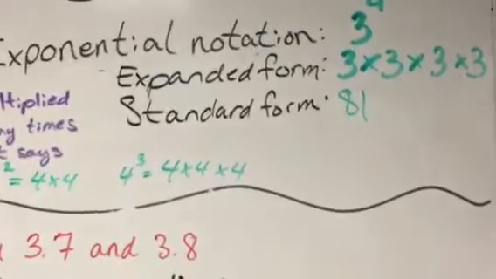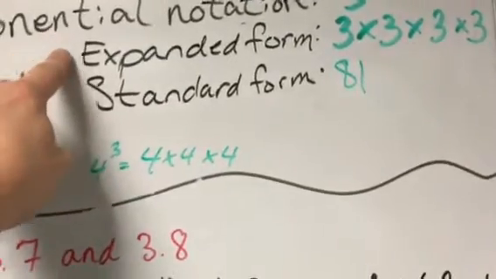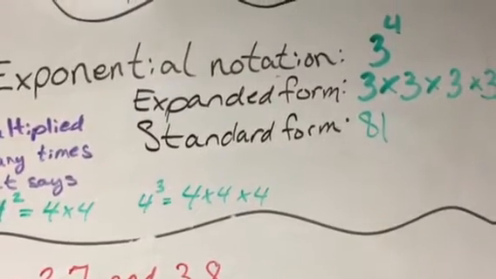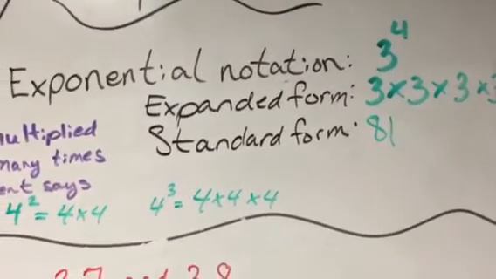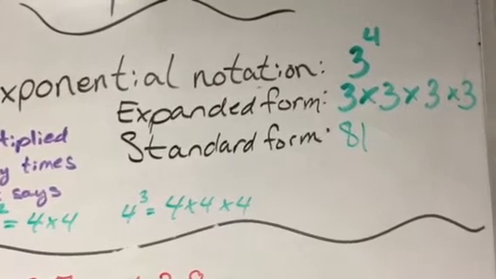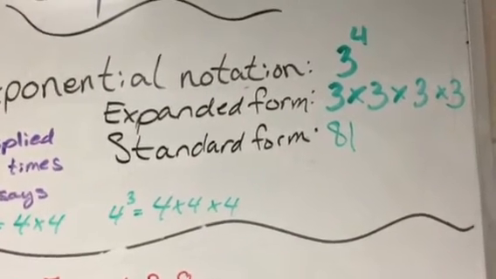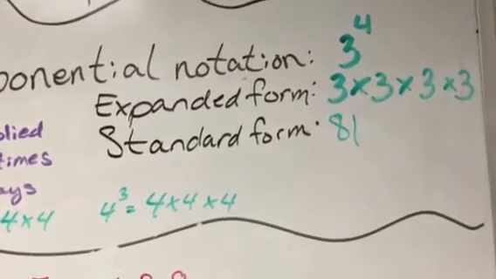We have 3 different ways we write it: exponential notation, expanded form, and standard form. Exponential notation is just the base with the exponent. Expanded form is when we write it as a series of multiplication problems. And standard form is just the number.